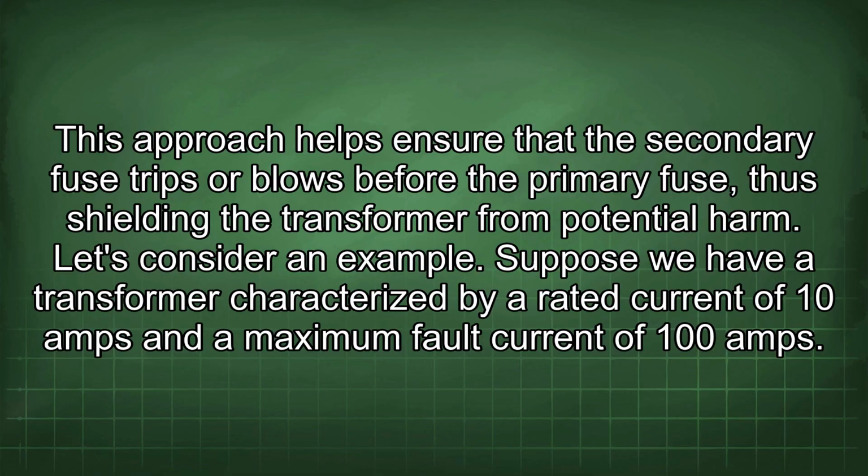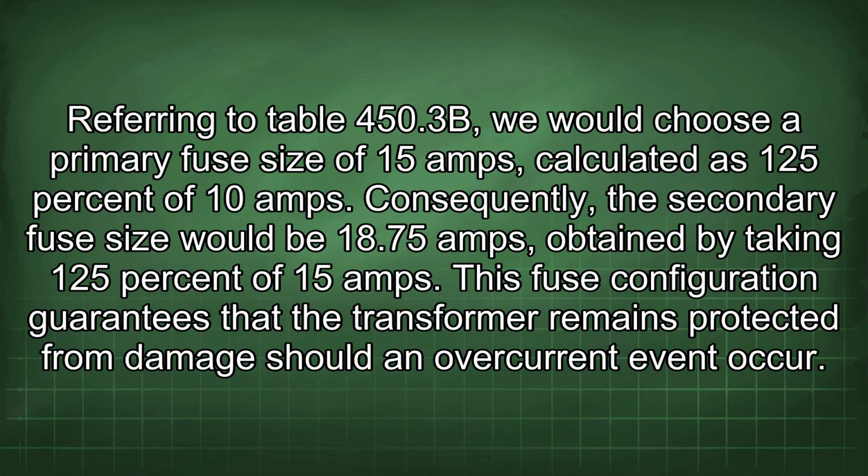Suppose we have a transformer characterized by a rated current of 10 amps and a maximum fault current of 100 amps. Referring to table 450.3(B), we would choose a primary fuse size of 15 amps, calculated as 125% of 10 amps. Consequently, a secondary fuse size would be 18.75 amps, obtained by taking 125% of 15 amps.